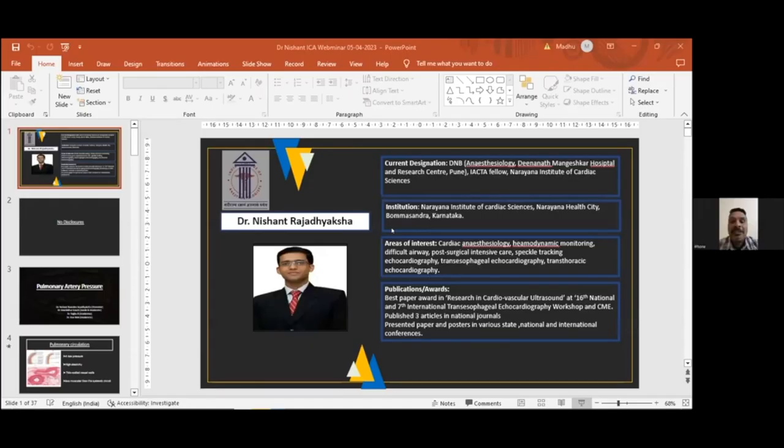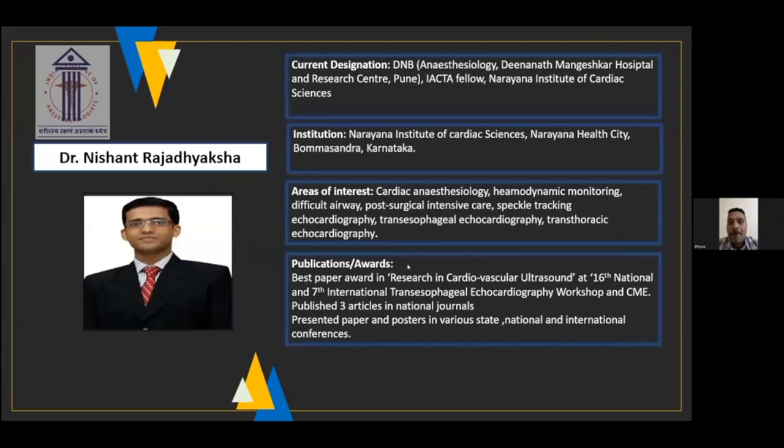The next topic is pulmonary artery pressure monitoring. It will be presented by Dr. Nishant. He is our IACTA fellow in Narayana Hrudayalaya. Dr. Nishant, you can carry on.